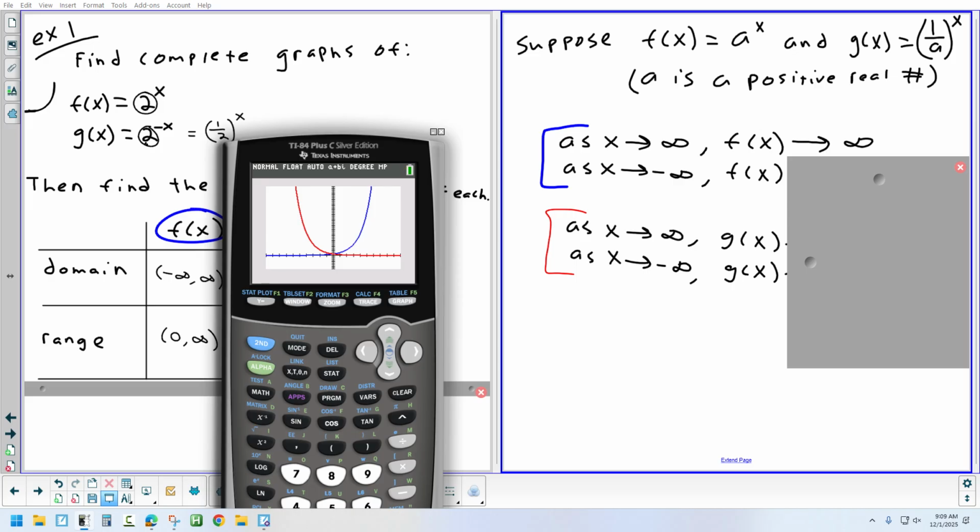How about as you drive to the left on the blue graph? What does the y value get closer and closer to? 0. It gets closer to 0, but does it ever reach it? No.